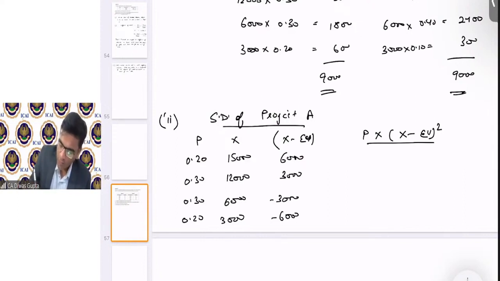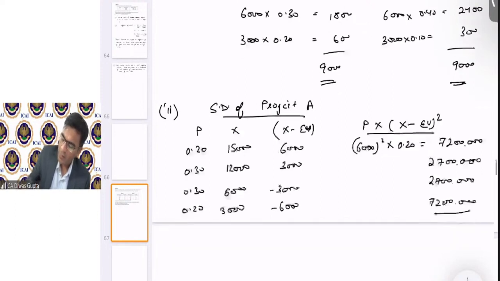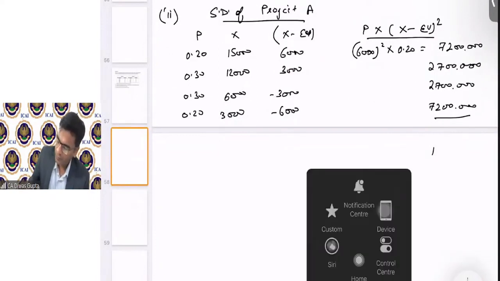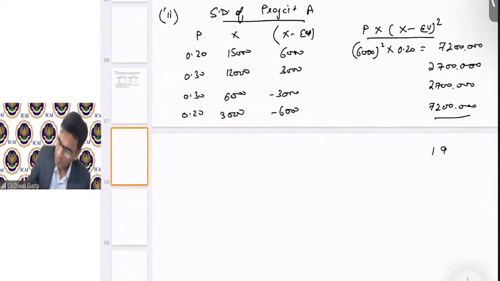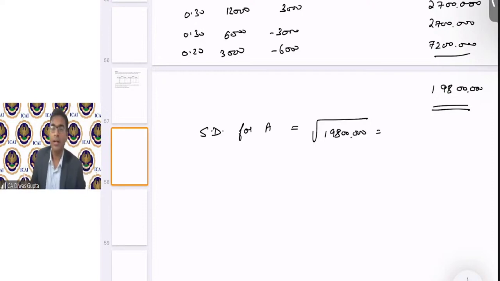So 6,000 square multiplied by probability of 20%. So the value will be 72 lakhs. Similarly, here it will be 27 lakhs. For the third observation, it will again be 27 lakhs. Last one, it will also be 72 lakhs. So the total comes as 1 crore 98 lakhs. So the SD for A will be under root of 1 crore 98 lakhs. Correct? Till now we have calculated the variance. Since the question is asking for SD, we have to take the under root. So this is 4450.